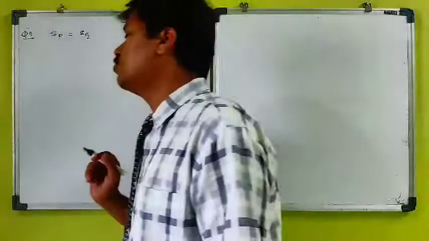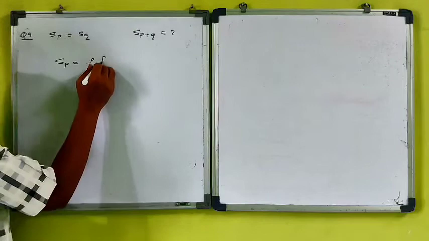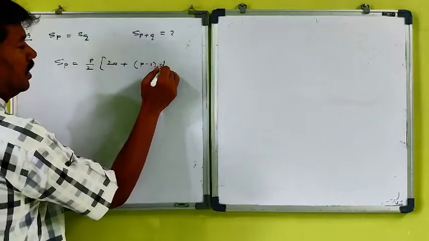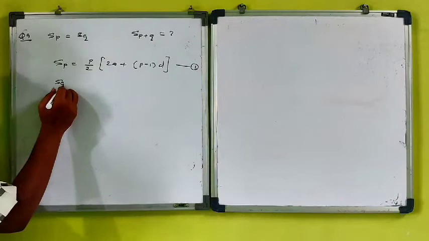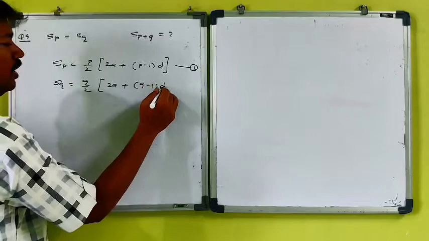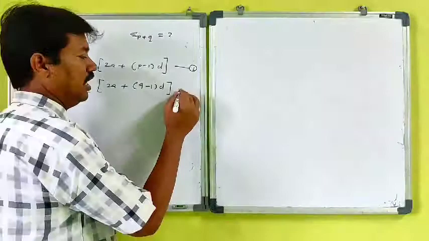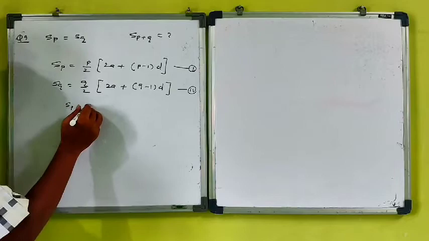Now we will use the formula of sum. The sum of p terms is p by 2 into (2a plus (p minus 1) d), where n is p. And the sum of q terms is q by 2 into (2a plus (q minus 1) d). Now it is clearly mentioned that both are equal, Sp is equal to Sq. That means Sp minus Sq should be equal to 0.